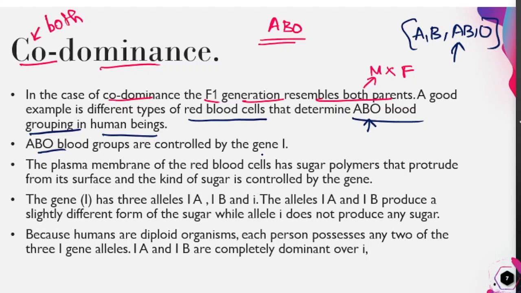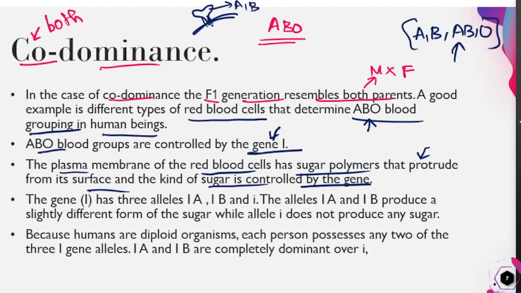The plasma membrane of the red blood cells contains sugar polymers that protrude from its surface. The kind of sugar is controlled by the gene. So in the plasma membrane, one sugar molecule will protrude from it, and this sugar molecule can be of type A or B. If it is A type, it will be present in the A RBC; in the B RBC, B type sugar will be present; in AB, both A and B sugar types will be present. So the gene has three alleles.